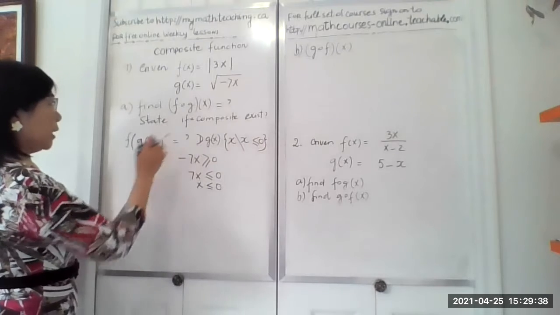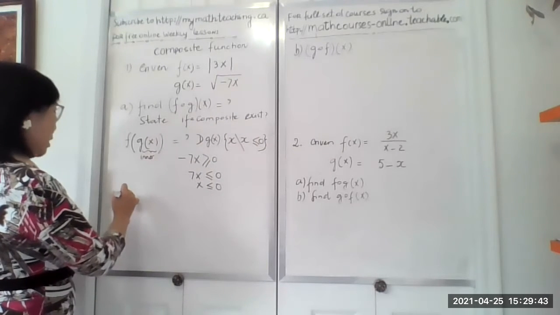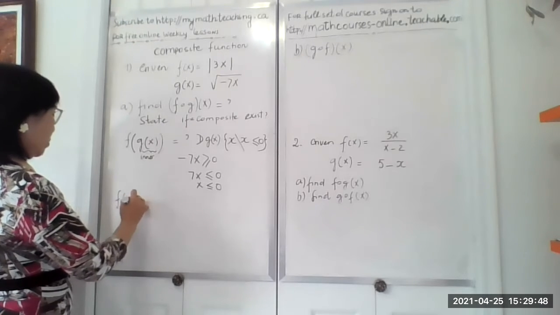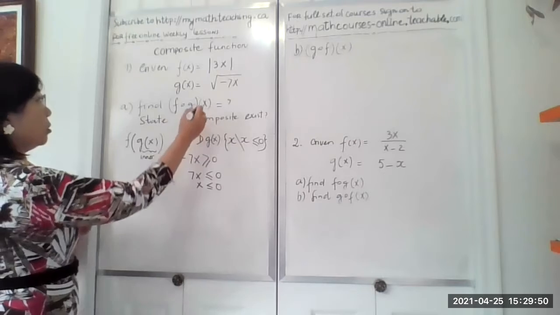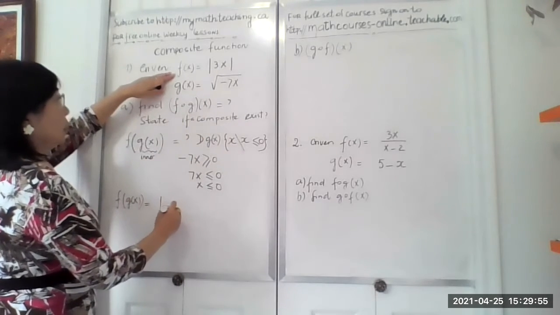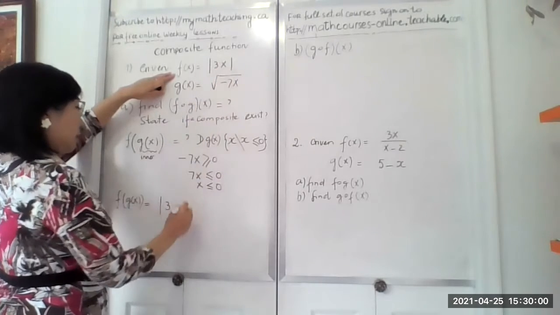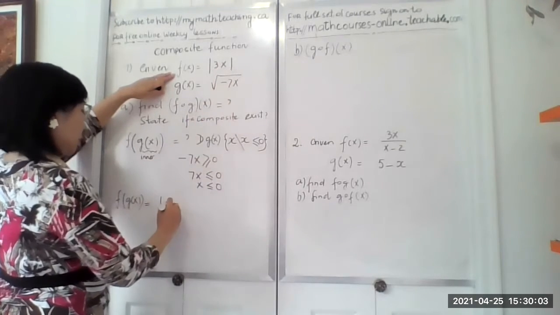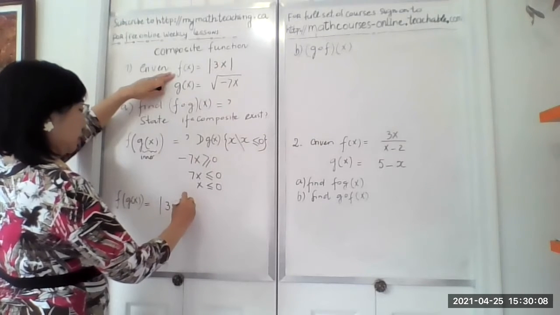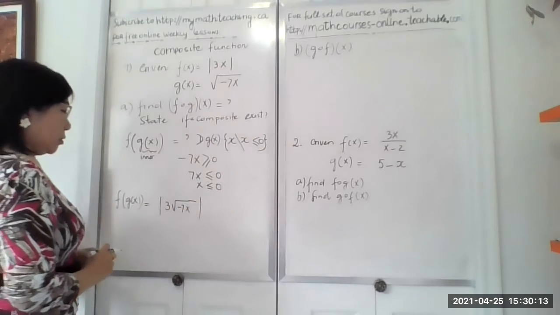Now we're going to find the composite function f of g of x. So f of g of x will be equal to, f is the outer function, so we have the absolute value, inside we have a 3, and then x inside here will be substituted by the square root of g of x, which is minus 7x. And we close the absolute value.